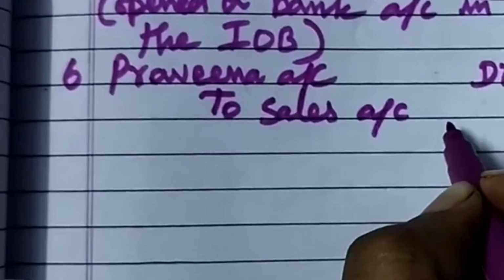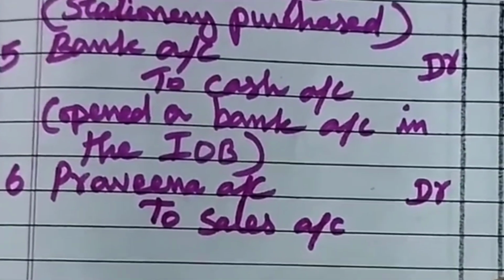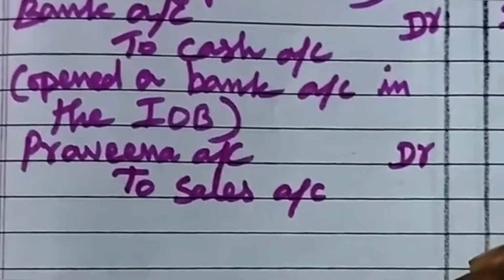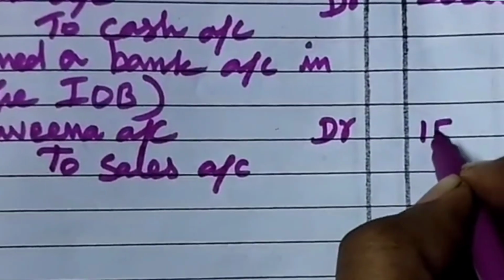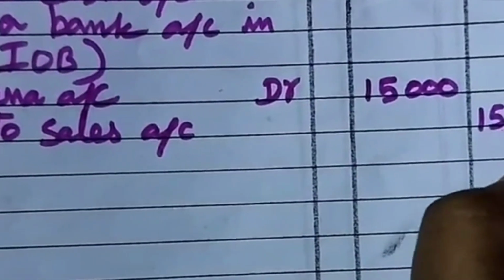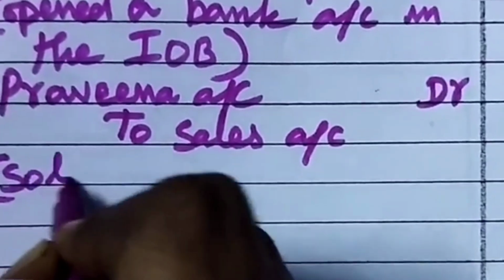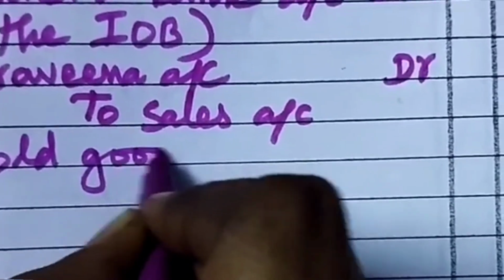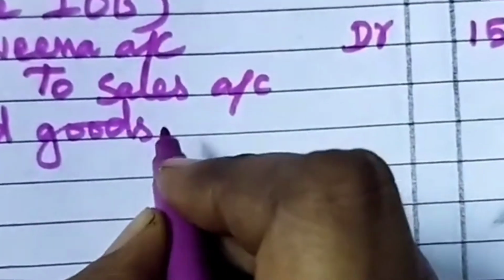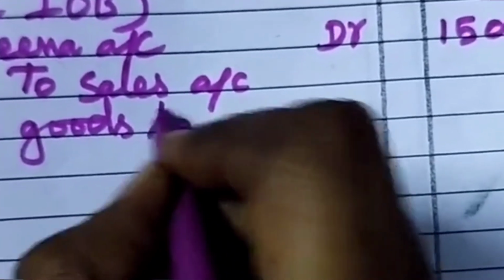As per real account, credit what goes out. So what is the amount? That is 15,000. So debit 15,000 and credit also 15,000. Okay, now we have to write the narration. What's the narration? Sold goods to Praveena. It's a credit transaction. So we have to write the name also in the narration. Sold goods to Praveena.